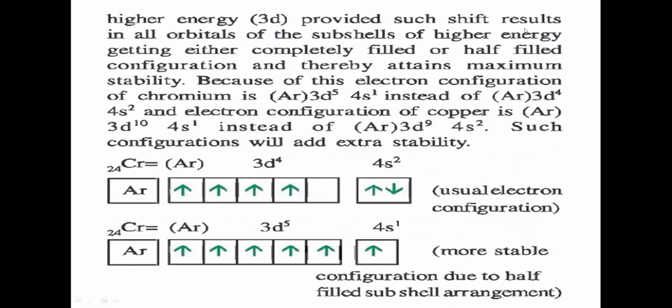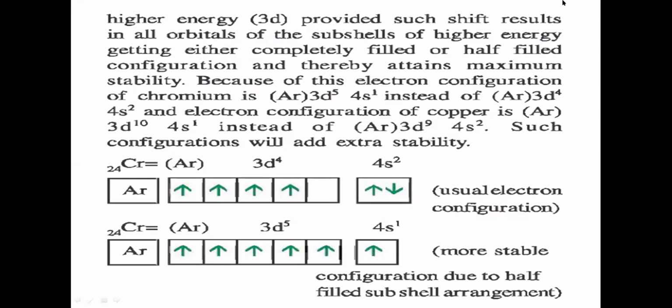Such a shift results in the orbitals of the subshell of higher energy getting either completely filled or half-filled electronic configuration, and thereby attains maximum stability. Because of this, the electron configuration of chromium is 3d5 4s1 instead of 3d4 4s2.